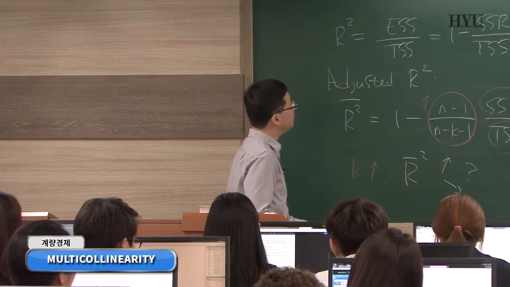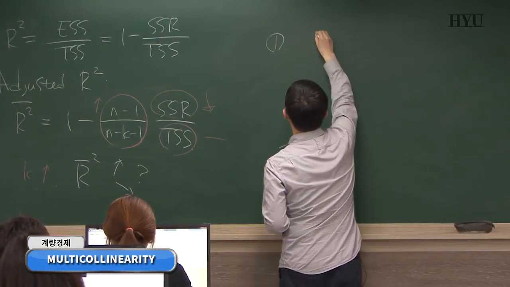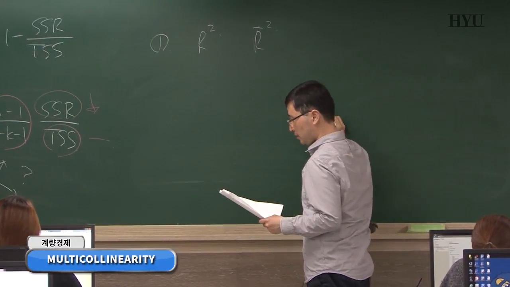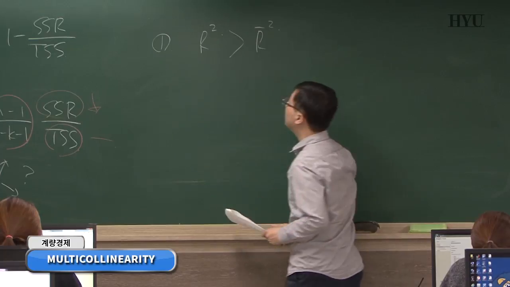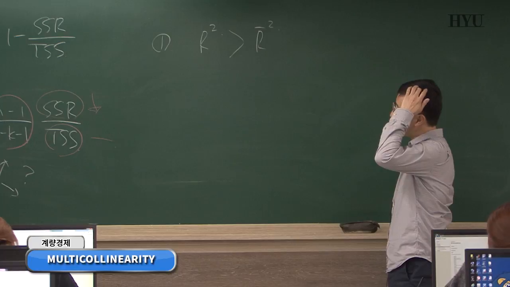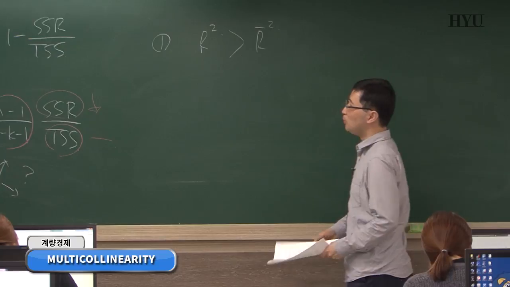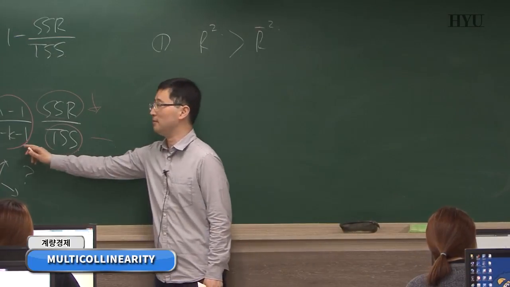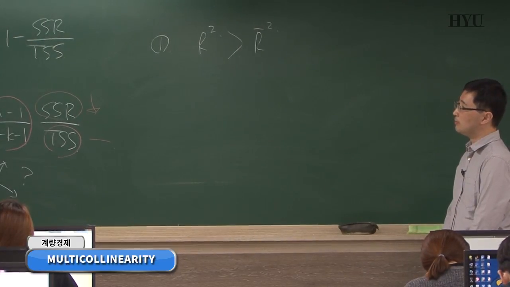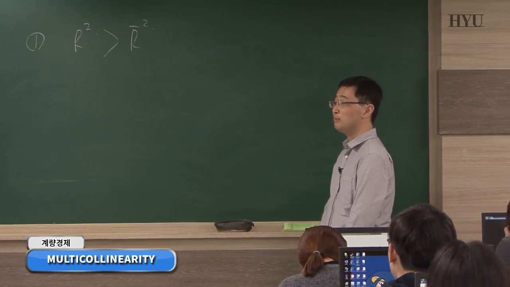So let me make a few comments about this adjusted R squared. The first claim is, between these two measures of fit, we know that our adjusted R squared is always smaller than the R squared. Can you tell me why? So this is the only difference, right? So why is the adjusted R squared smaller? And typically, k is bigger than 1 because you have x's.